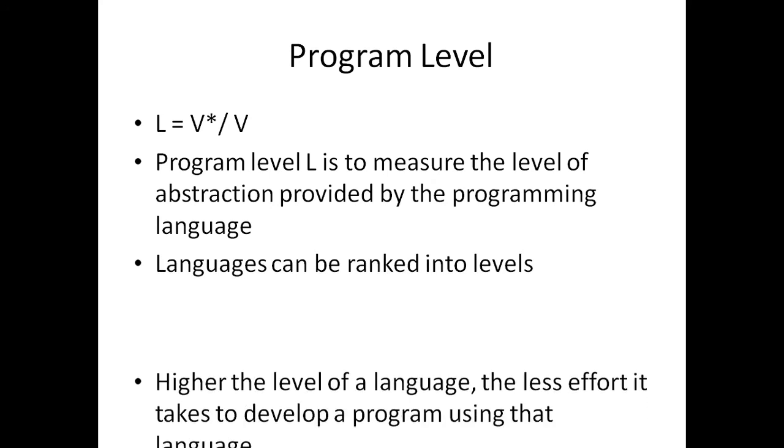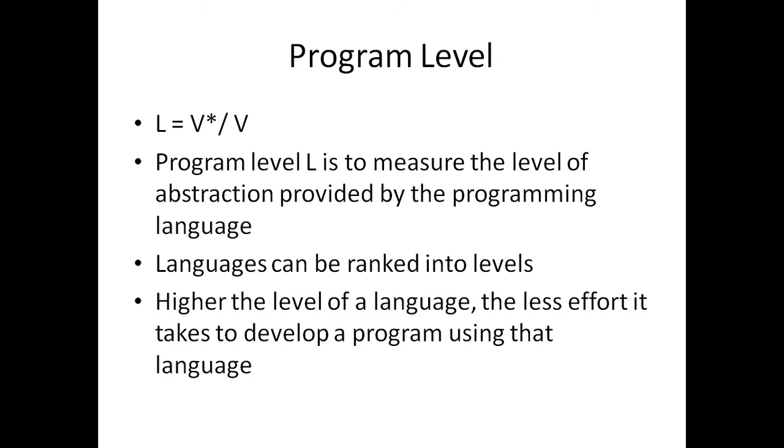The higher the level of the language, the less effort will be required to develop a program using that language. If we consider assembly code, then the level will be 1. So it means we require more effort to do coding using assembly code. If the level is 4, it might be some object-oriented programming, so we require less effort to do the programming in that language. In order to determine the programming level, he has used this formula L equals V star by V.